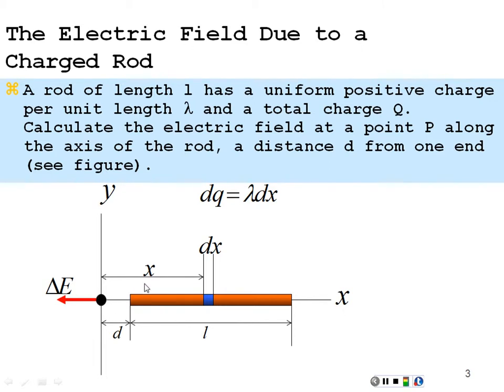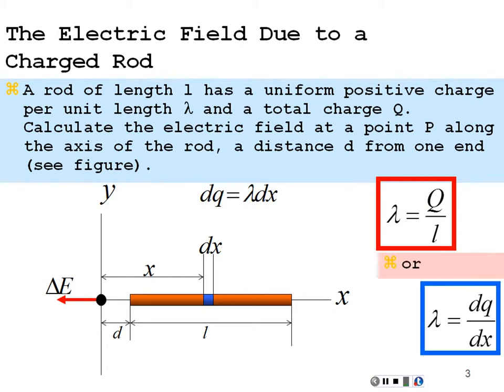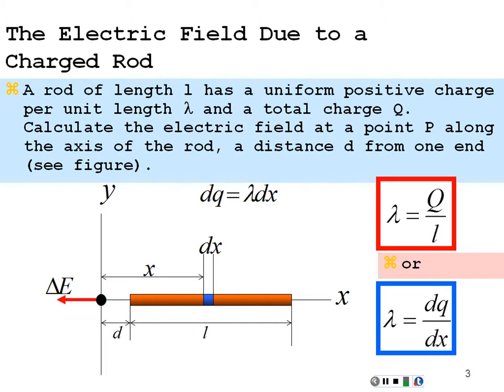Now we're going to evaluate this due to every little piece dq of this rod as we go along. Now the charge on any little dx piece of this rod is going to be equal to the charge per length, lambda, times that dx. In other words, lambda is the total charge per length on this rod, so that would be Q divided by L. But equivalently, I could say that lambda is the infinitesimal charge dq in an infinitesimal dx. That's the same charge per length at any particular point. So dq/dx is equal to lambda as well. Lambda is a constant for this particular rod.